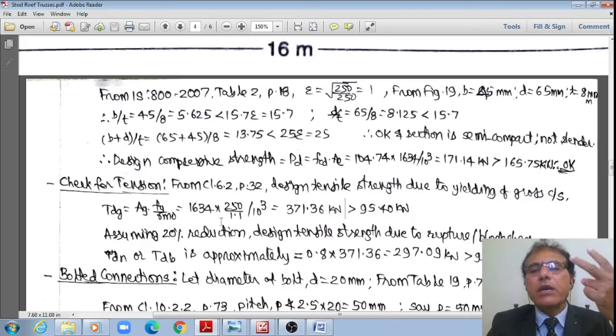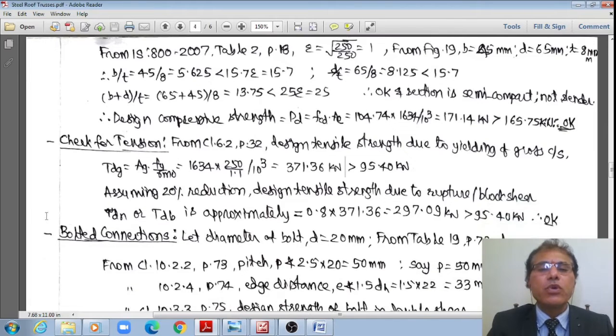Even now I need to calculate the second one, due to the rupture of the net cross section, and the third criteria, due to the block shear criteria. The other day in design of tension members we explained these elaborately. You may just go through that. However, I'm not going through that because this Tdg is a very large value compared to the tensile force of 95.4, roughly 3.8 times more, roughly 4 times more.